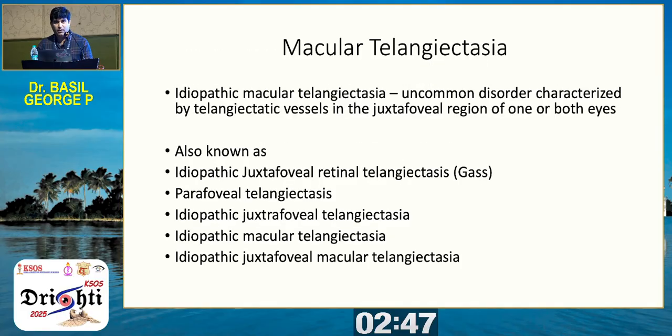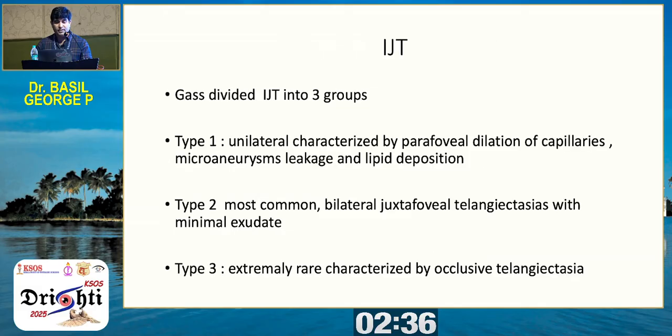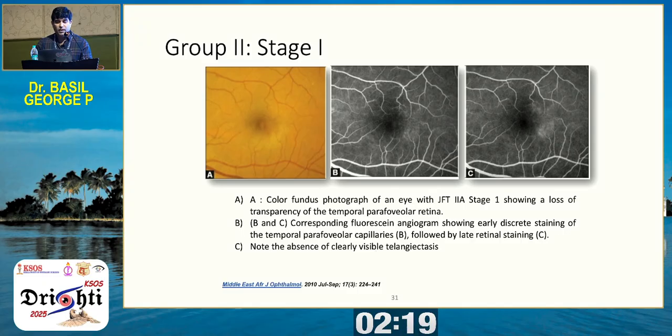Now, coming on to macular telangiectasia, idiopathic macular telangiectasia is an uncommon disorder which is characterized by telangiectatic vessels in the juxtafoveal region of one or both eyes. It is divided into 3 groups. Type 1 is unilateral, which is characterized by parafoveal dilatation of the capillaries. Type 2 is the most common, bilateral juxtafoveal telangiectasia with minimal exudate, and type 3 is extremely rare, characterized by occlusive telangiectasia.